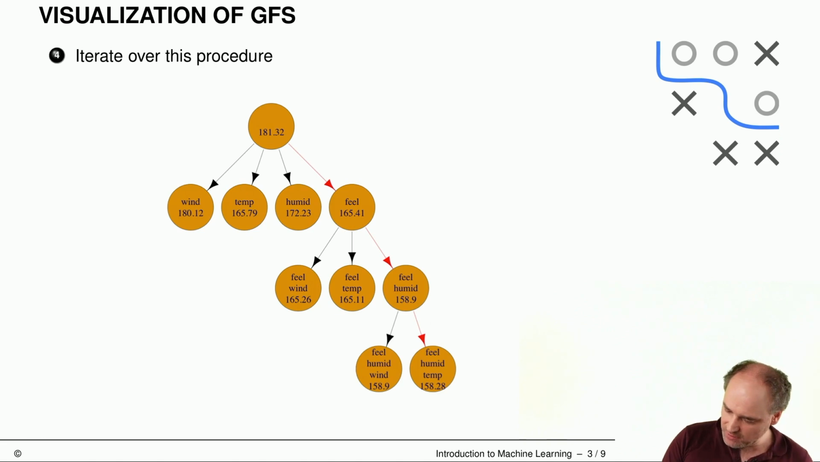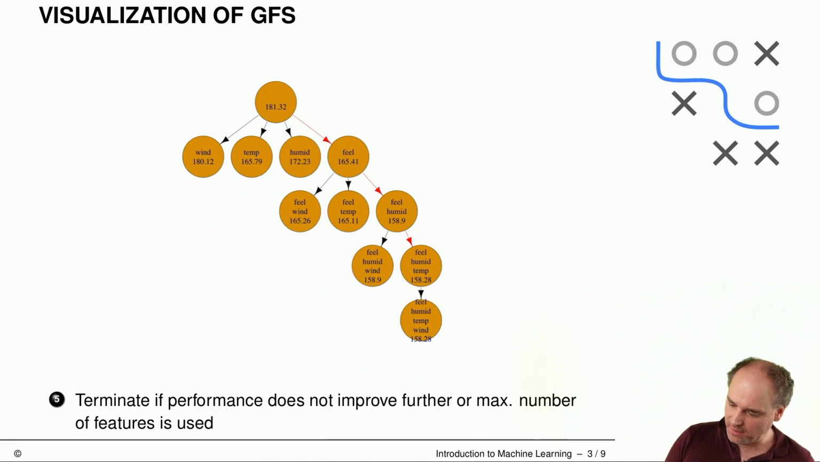So now we evaluate 3 feature sets because felt temperature and humidity are already in there. Now there's only the choice to add in wind speed or real temperature. Again, we will take the best of the 2. So this is this guy here, and then there's just one thing left to evaluate.